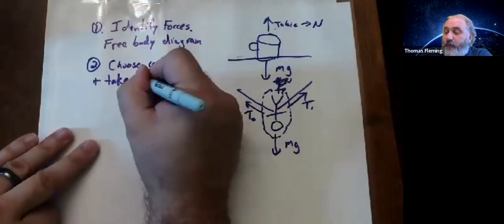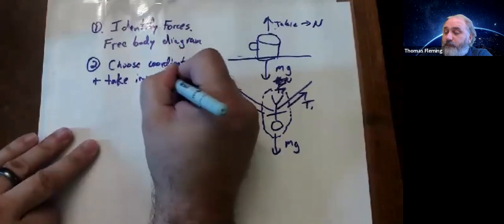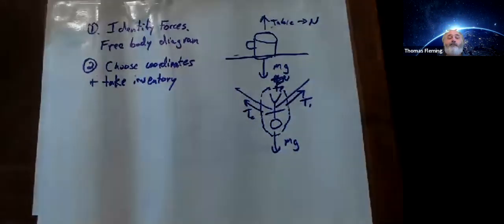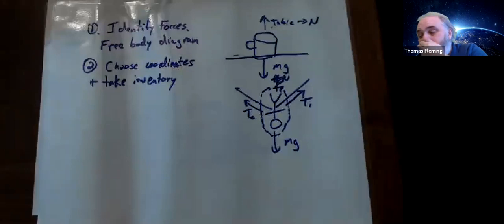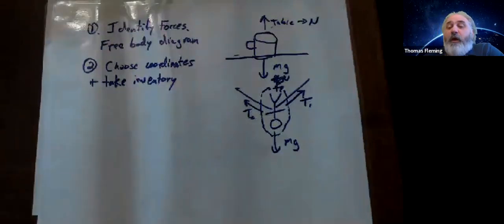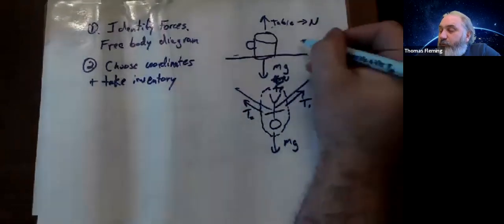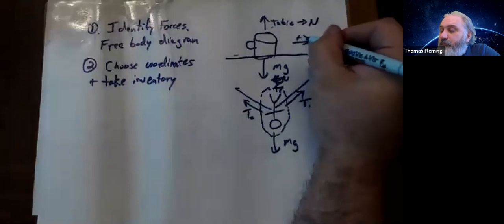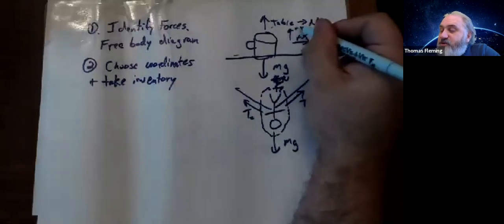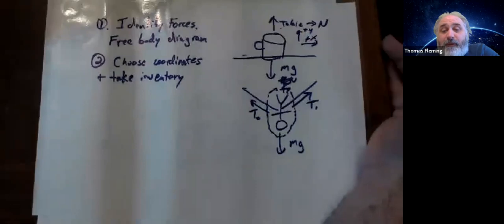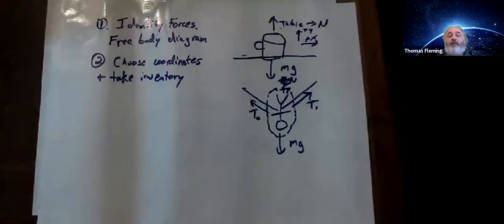And take inventory. Now, what I mean by take inventory, well, in this case, some of your forces are going to be in different directions, and so you're going to choose an X direction and a Y direction, just like you would in a kinematics problem. And that means you'll assign pluses and minuses based on that.